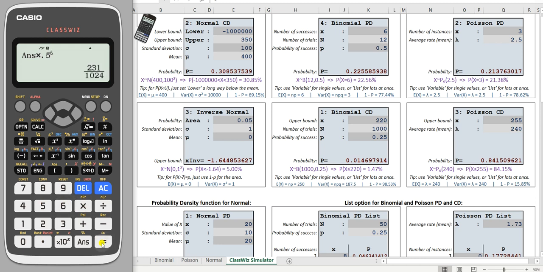In this case, those both happen to be the same, and out comes the number 0.22558. It's exactly the same. That's all that's going on behind the scenes with binomial PD. So it's handy to have. It saves us having to write in those numbers, but it's not essential.